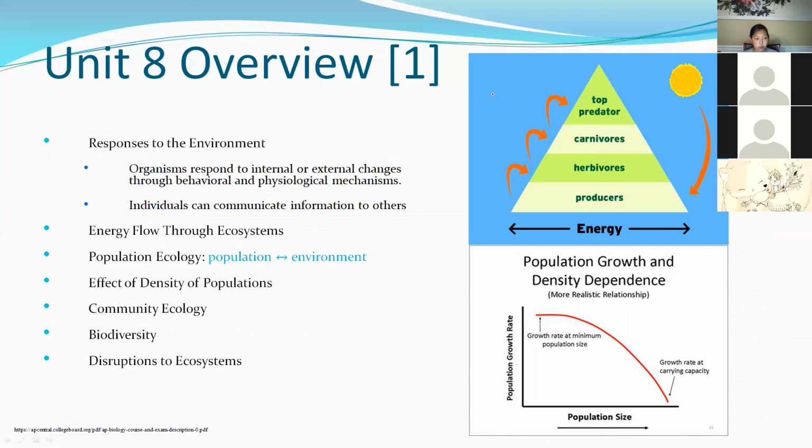Then there's energy flow through ecosystems. So energy goes from producers to herbivores, and you learn about food webs in this. There's also population ecology, the effect of density on populations, and community ecology and biodiversity, which is how diverse an area is in the types of animals or organisms there. And then disruptions to ecosystems, which are usually big natural disasters or humans, with pollution and stuff like that.